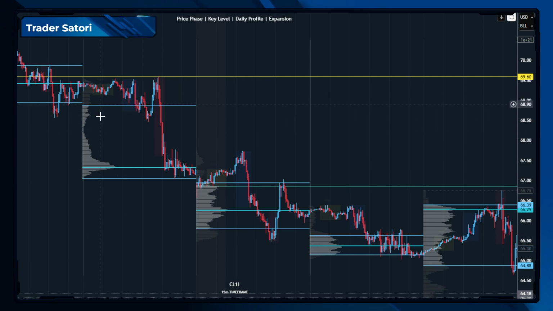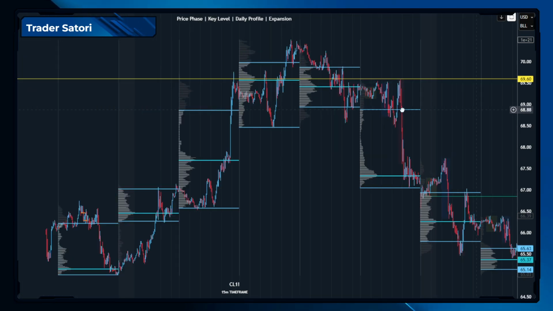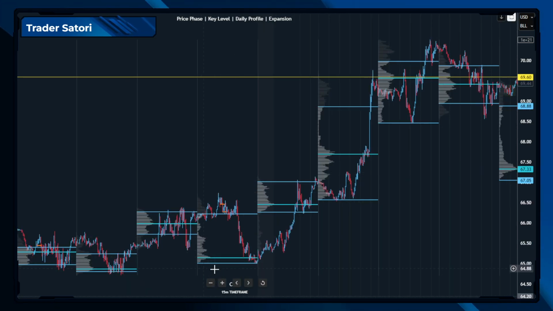So you want the previous day's value area to hold, or if we're too far away, say we open and we are down here, all we want to do is come into discount of the current day. Okay, so let's just run through a couple of examples of how the market is actually moving. So we'll just start from down here.